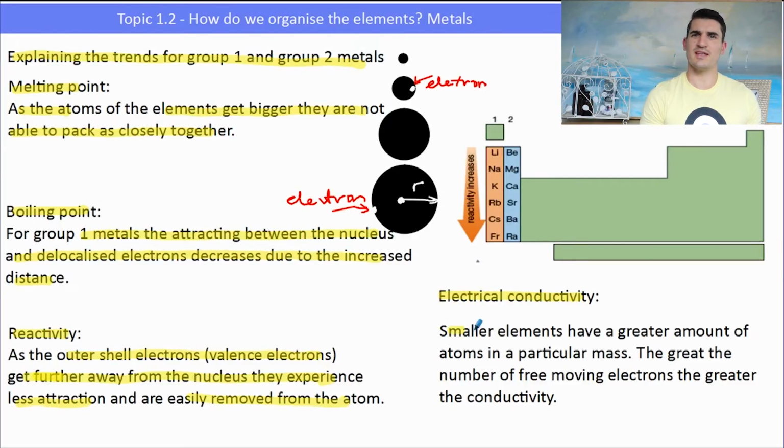The electrical conductivity. The smaller the atom in size, the more of it we would have in a particular mass. So if we have some very small atoms and we have 1 gram, and we have some very big atoms and we have 1 gram, there's going to be a lot more atoms in the smaller sample. So we're going to be able to get better conductivity.